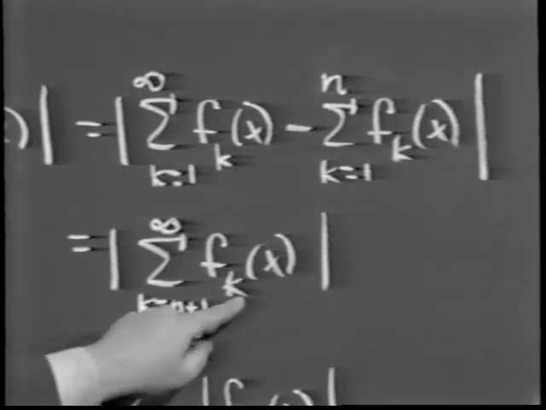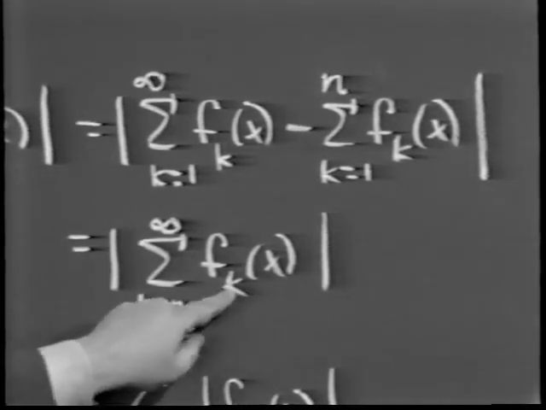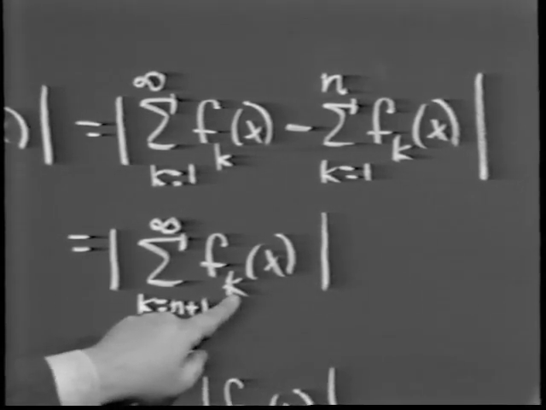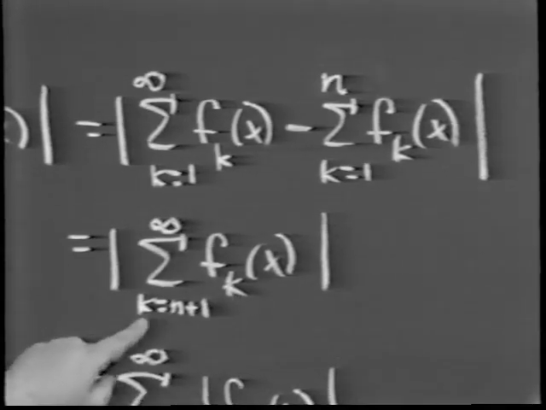Again, don't be upset by the k's replacing the n. Remember that k is a dummy variable. The hardship would be that if I use the subscript n over here, I would have a logical contradiction.